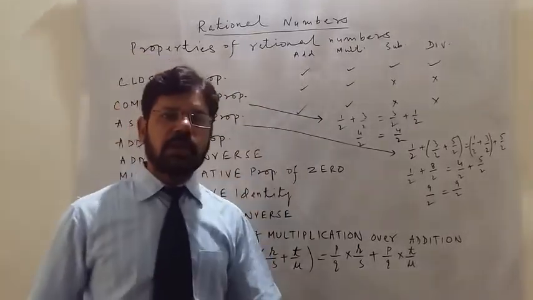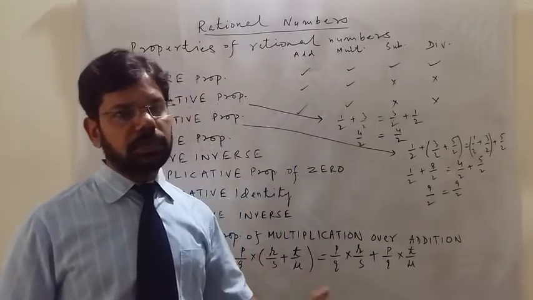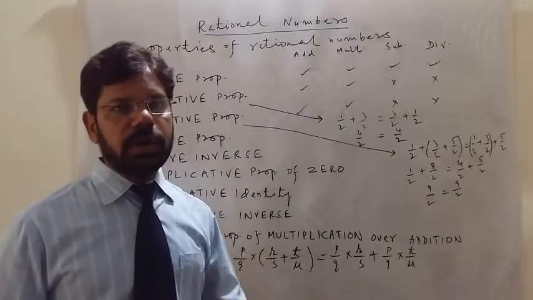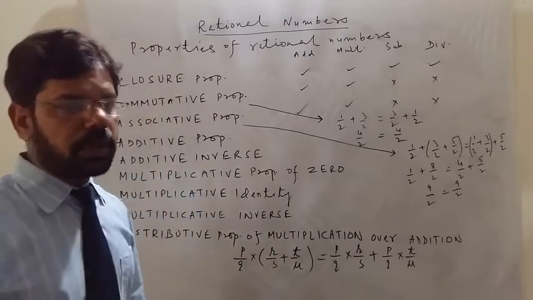Closure property means when you add two rational numbers, or multiply two rational numbers, or subtract two rational numbers, or divide two rational numbers, the result would be a rational number. This is called closure property.